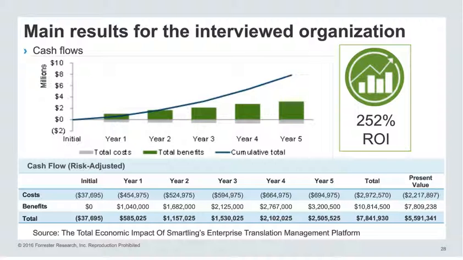Of course, we cannot make any assumptions as to the potential ROI that other organizations will receive, but I hope that this case study sheds some light on what kind of benefits an organization can achieve with this kind of investment in a third-party translation management platform, and how you could try to estimate its financial value.